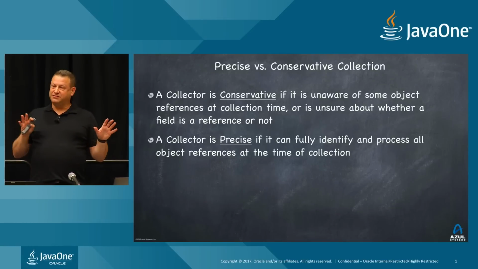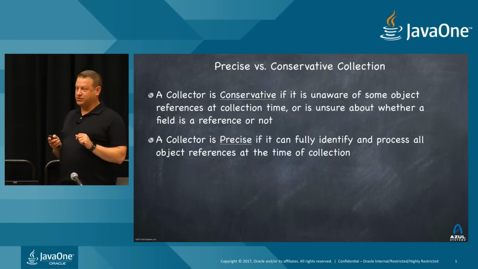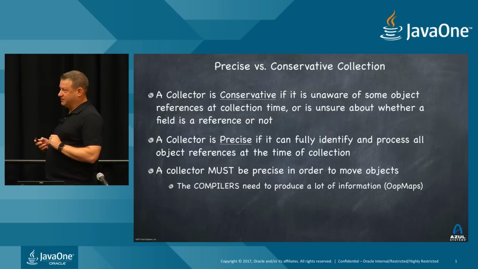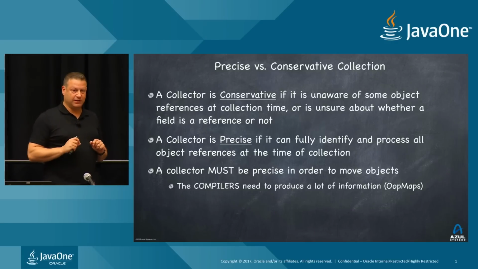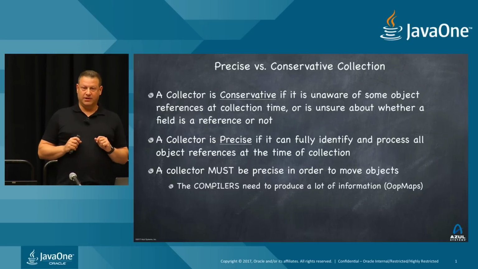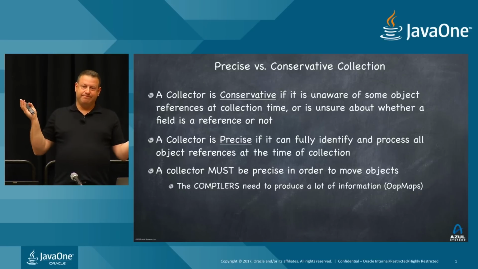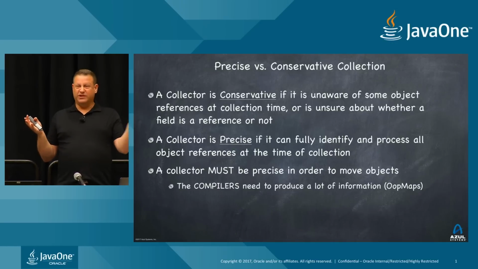And this difference is very fundamental because there are some things you cannot do unless you're precise. For example, a collector has to be precise if it's going to move an object from one place to another. If you move one object, point A to point B, you have to fix all the pointers that point to it. But what if you're not sure where they are?